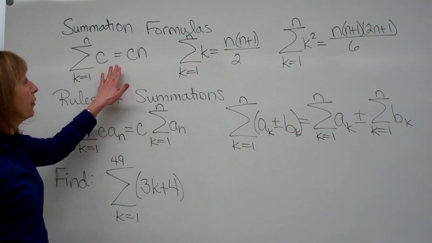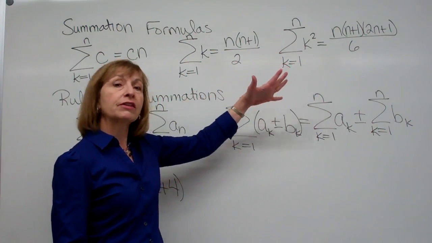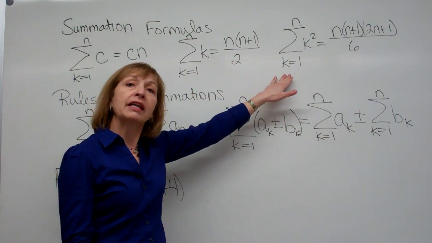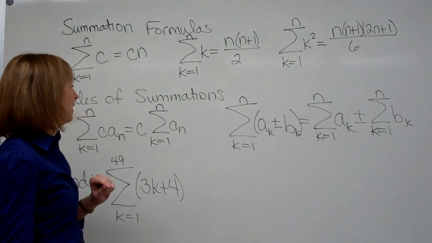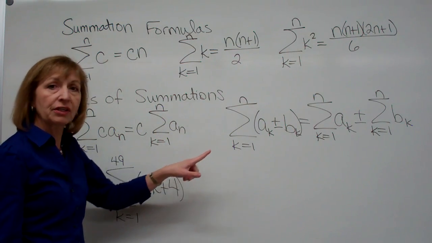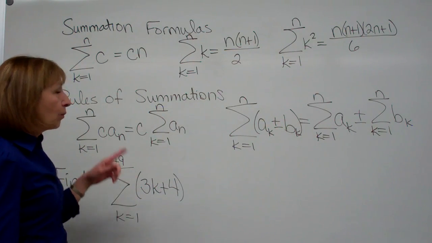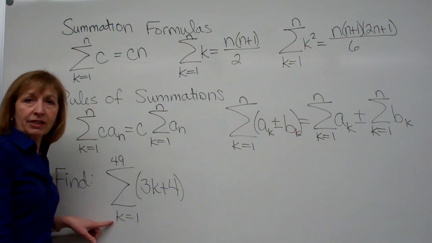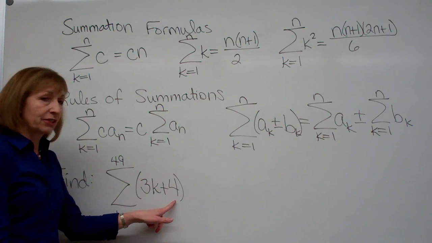Now, I've listed here 3 different summation formulas that will give us a shortcut way of getting our totals when our terms are specifically these 3. And then also rules of summation that help us rewrite expressions so that maybe they allow us to use those formulas. What I want to do is show you an example of how to use these in the problem, summation k equal 1 to 49 of 3k plus 4.